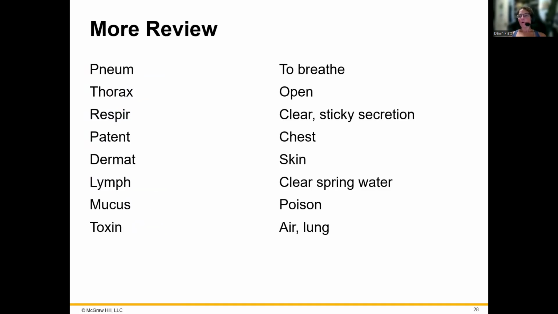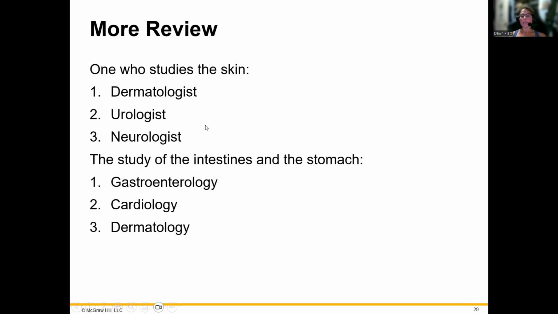And then a little bit more review here. The idea is to match them up. To see, pneum does not mean to breathe. So for pneum, you would find what it actually means over here and then just match it up. So again, just more review for you guys to do if you want to.